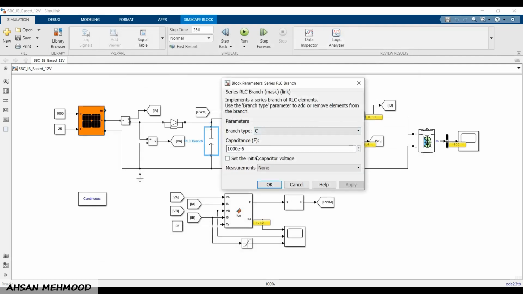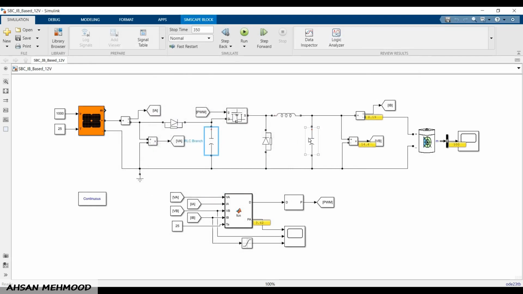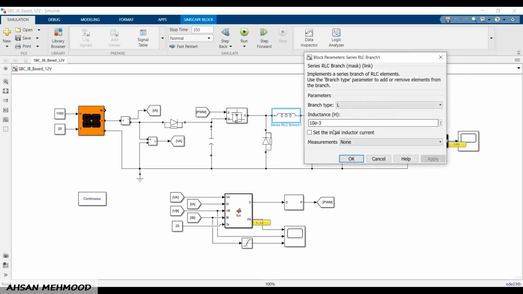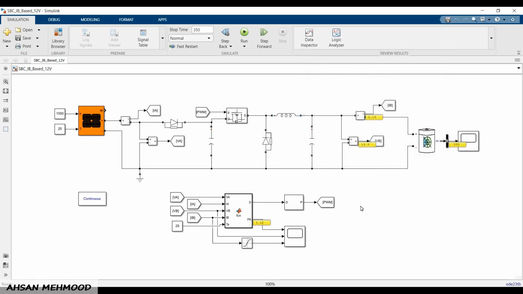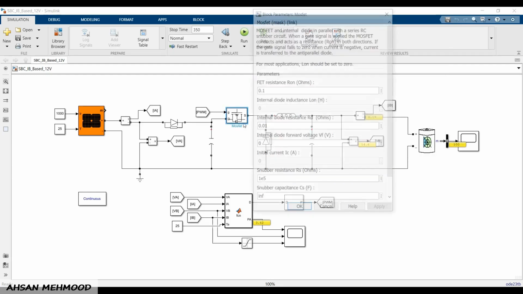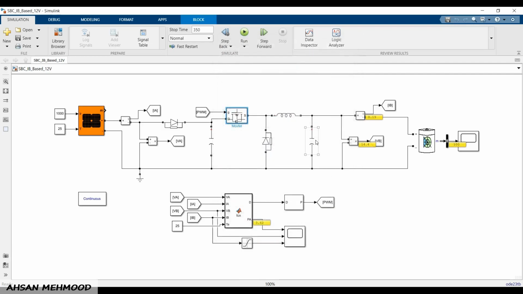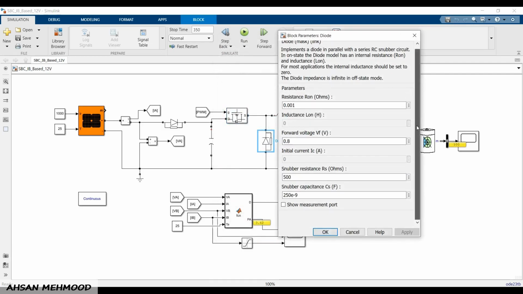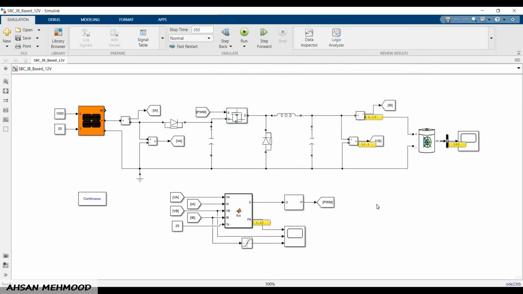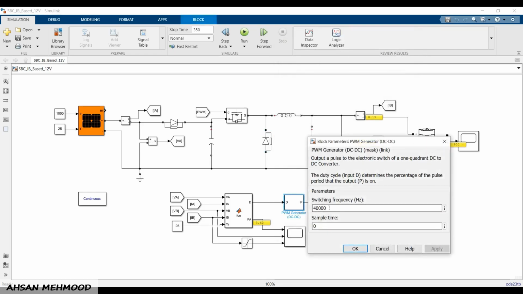Input and output capacitors are equal to 1000 microfarads and inductor is of 10 millihenry. These windows show the parameters of MOSFET and diode blocks. In the PWM generator, switching frequency is set to 40,000 Hz.